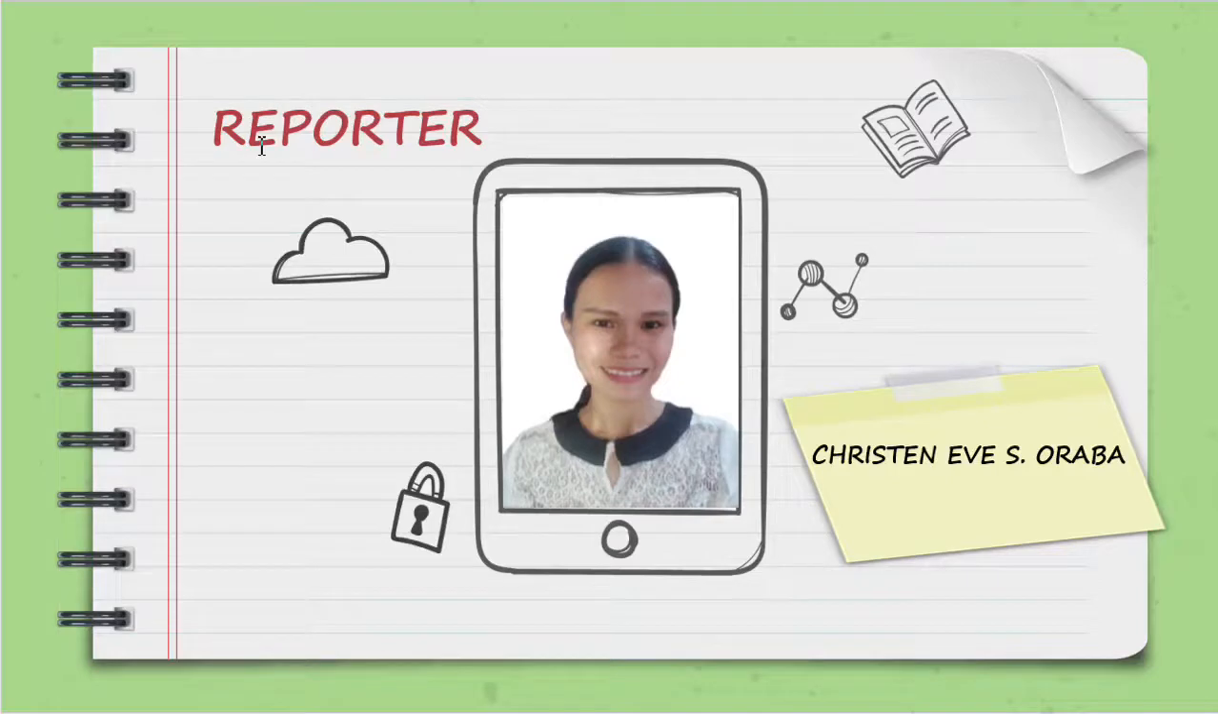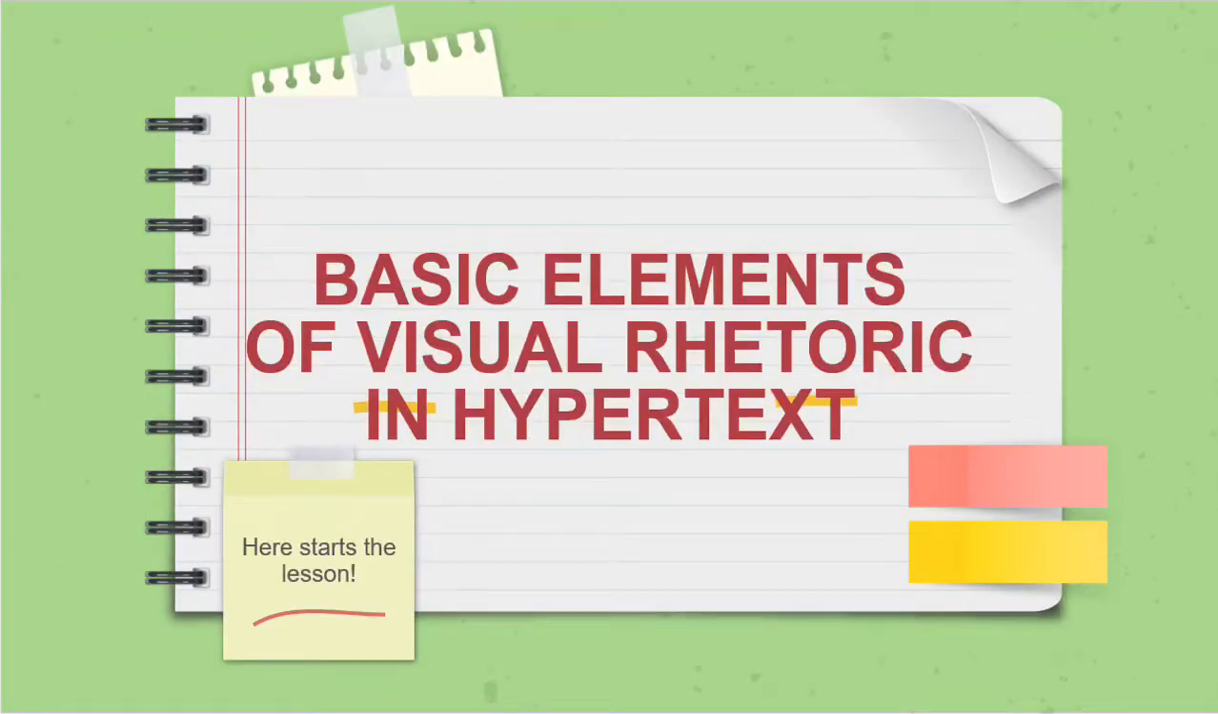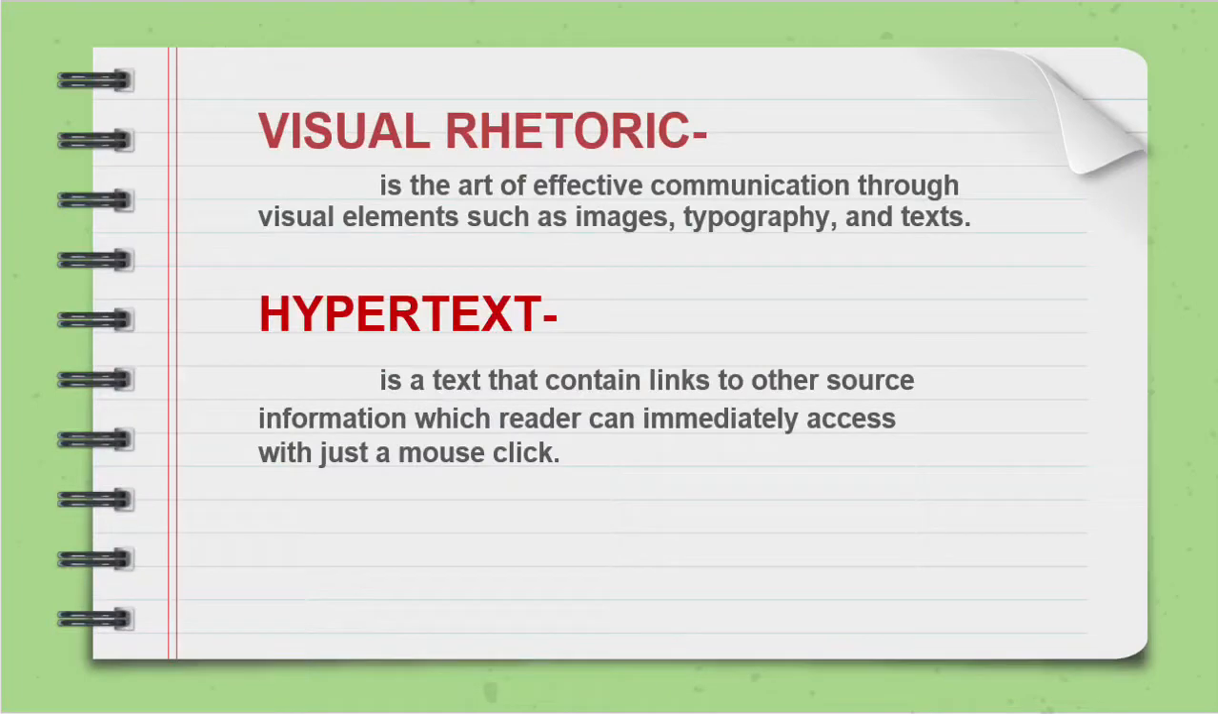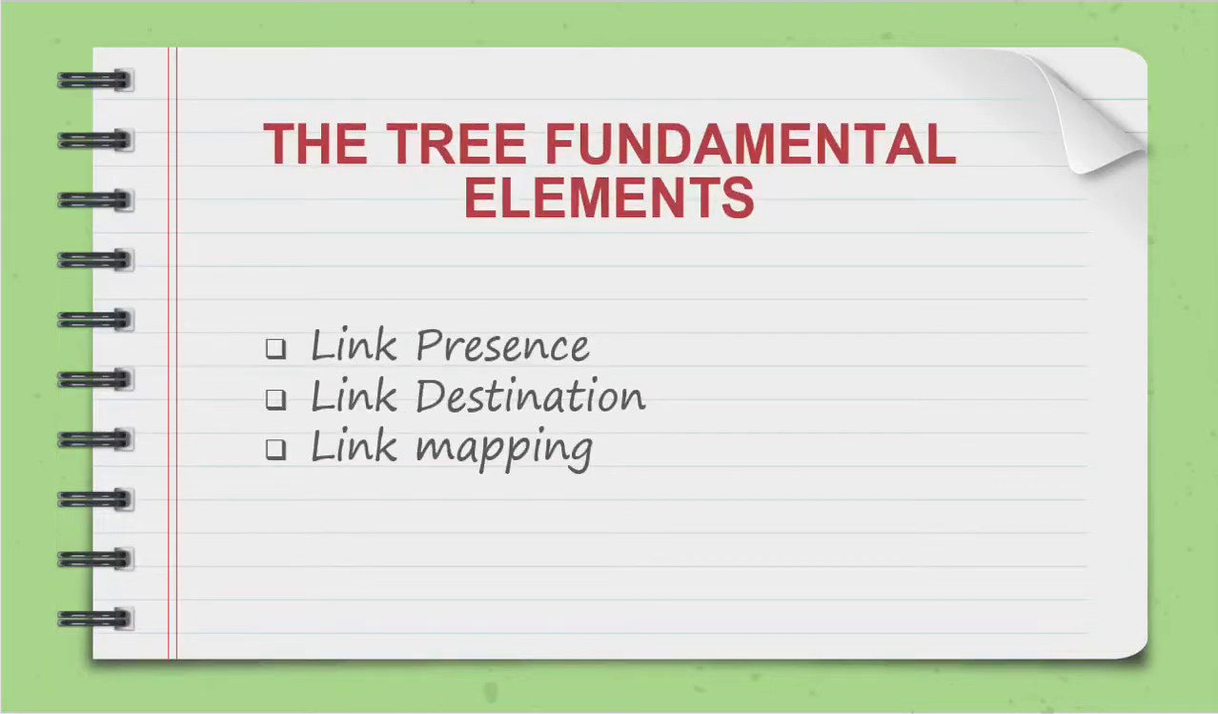The first one is basic elements of visual rhetoric in hypertext. What is visual rhetoric? Visual rhetoric is the art of effective communication through visual elements such as images, typography, and text. While hypertext is a text that contains links to other source information which the reader can immediately access with just a mouse click. So there are three fundamental elements. The first one is the presence, second is link destination, and the third one is link mapping.